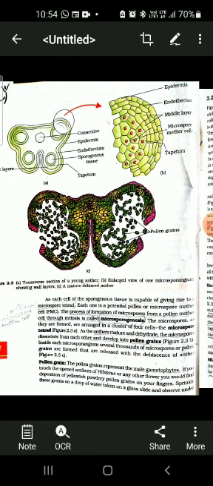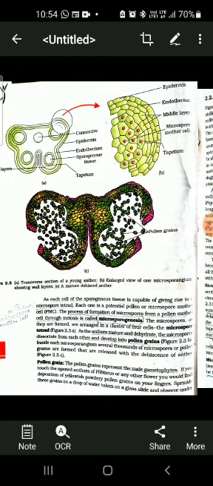This tapetum is the layer meant for the nourishment of the cells which are going to develop into the microspores or pollen grains. If we discuss the structure and formation of the microspore or pollen grain, the entire mass of tissue found inside the pollen sac is an undifferentiated mass of cells known as the sporogenous tissue. This sporogenous tissue grows in size and develops into microspore mother cells.